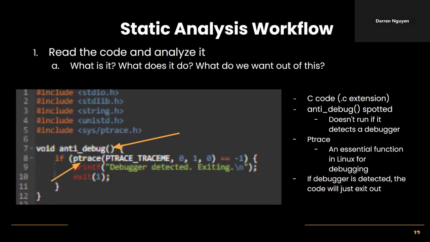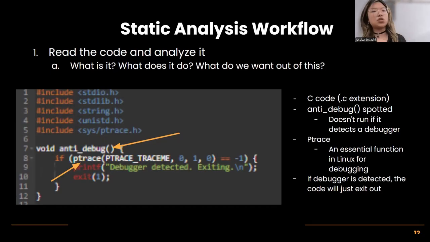There's also an anti-debug, which I mentioned to one of our members, where essentially sometimes code will literally shut down if it detects a certain application that's also running while you're at it. In this case, it's a debugger. If an anti-debug is spotted, it just doesn't run. There's also something called ptrace, which is essential in Linux for debugging. So if you were to debug this in Linux, it literally just shuts down because of this chunk right here.